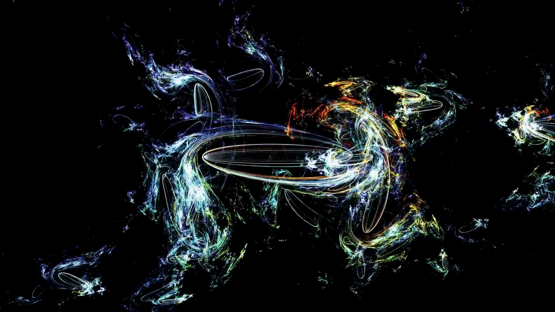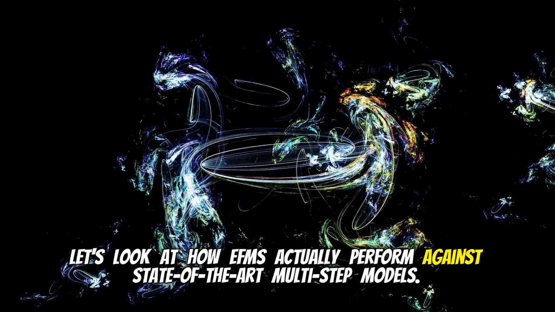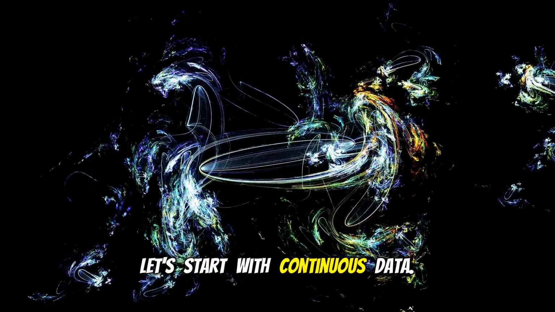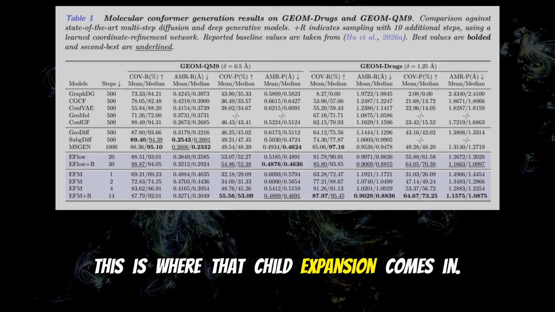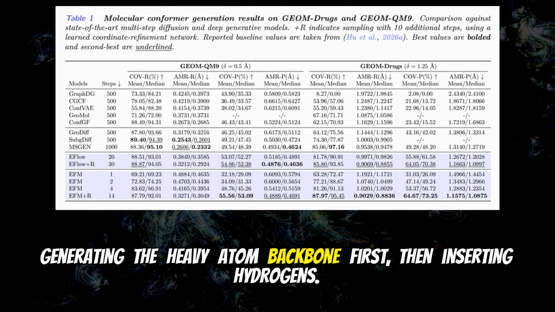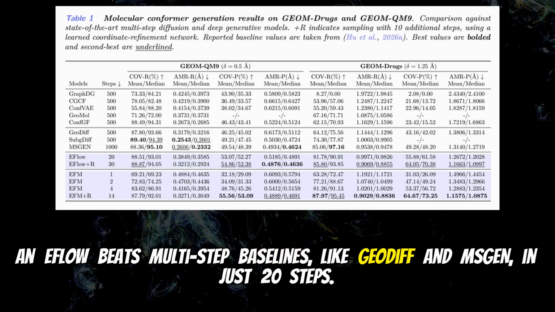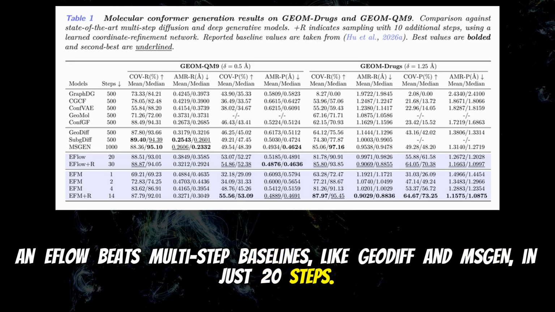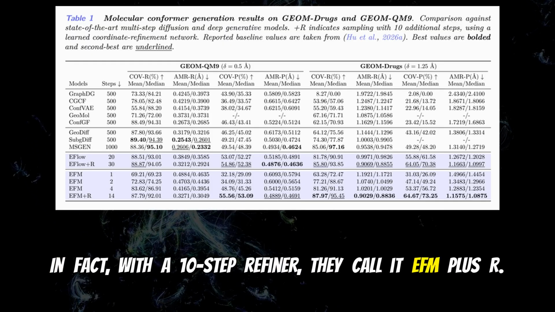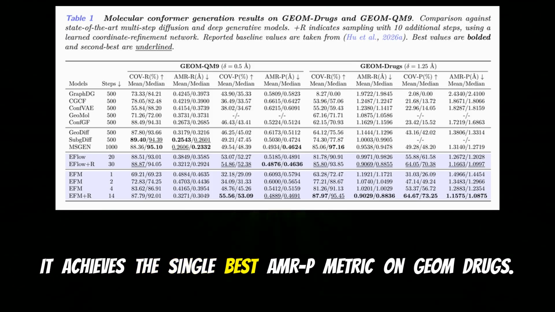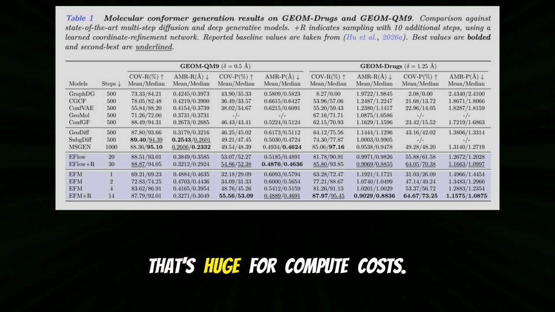That is wild. Okay, so theory is only as good as its benchmarks. Let's look at how EFMs actually perform against state-of-the-art multi-step models. Let's start with continuous data, molecular conformers on GEOM-Drugs and QM9. This is where that child expansion comes in, generating the heavy atom backbone first, then inserting hydrogens. Right. And EFlow beats multi-step baselines like GeoDiff and MCF in just 20 steps. And EFM pushes this to 1 to 4 steps, right? Yes. In fact, with a 10-step refiner, they call it EFM plus R, it achieves the single best AMR-P metric on GEOM-Drugs. Beating models that take hundreds of steps. That's huge for compute costs.